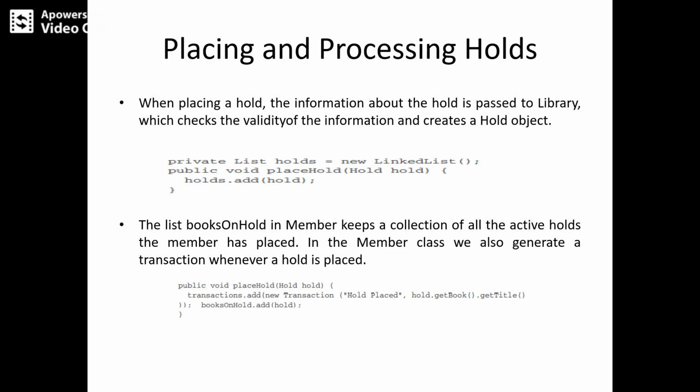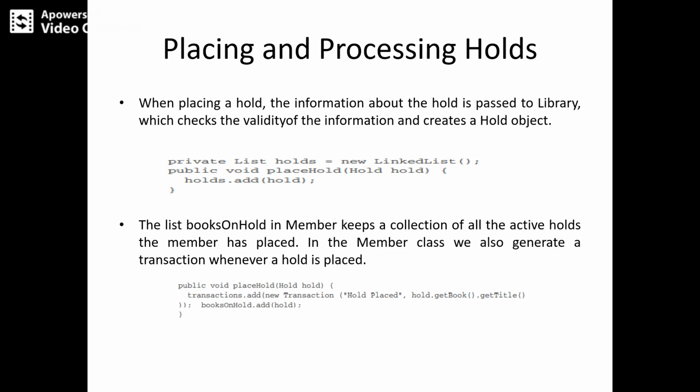Next, in the member class, the list books on hold keeps a collection of all the active holds the member has placed, whoever the active hold member is and when they place holds on particular books. In the member class we also generate a particular transaction whenever a hold is placed. So when a person places a hold, we also generate a transaction that a hold is placed for this particular person. Here the code is public void place hold, with hold transactions dot add. That is the transaction dot add method that will be used here.